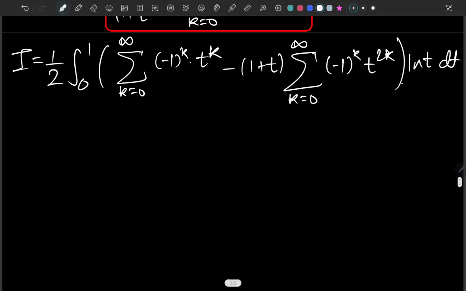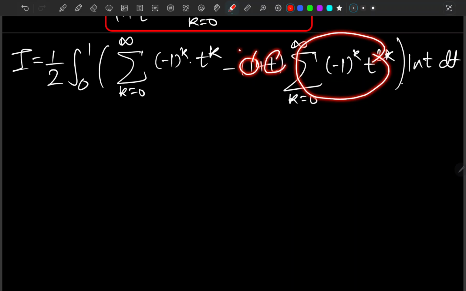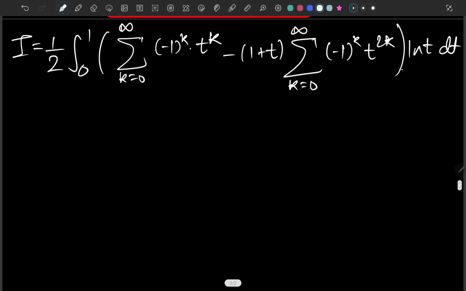And now I'm just going to expand, like I'm just going to multiply this one with this one and then this one with this one, in order to get three infinite series inside our integrand. So basically we would be having I equals 1 over 2 integral from 0 to 1.